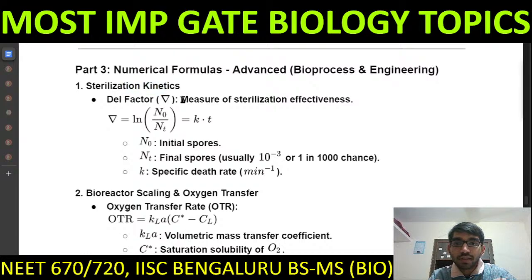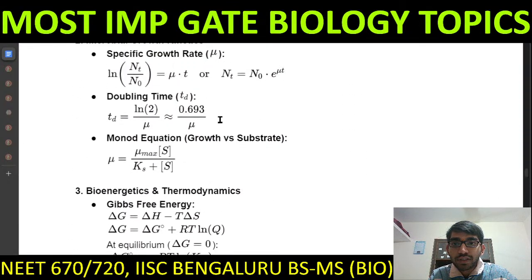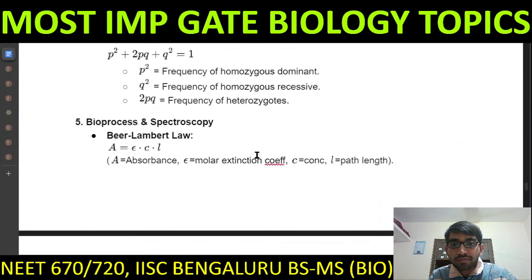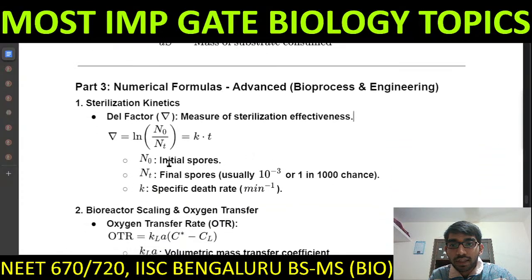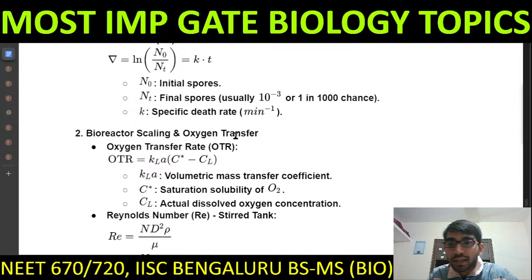You should know this, which is a measure of sterilization effectiveness, how effective your sterilization is, which is again similar to the growth equation, Nt equals N0 e to the power mu t. So you can just remember it like this. N0 is the initial spore count, Nt is the final spore count, which is usually very low, like a 1 in 1000 chance, and mu is the specific death rate. So instead of growth, you are talking about death.